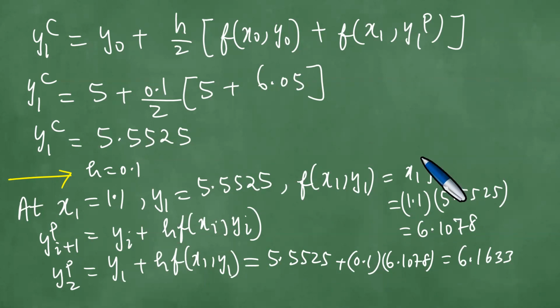I must believe that that is the correct answer, but I must just check this, because when I watched this video at some point, I realized it needed checking. 5.5525 plus 0.1 times 6.1078. So you have this, and it's exactly that. Obviously you can write it as 6.1632833. It's okay, but you can write it as 6.16328. Okay, so what have we got?